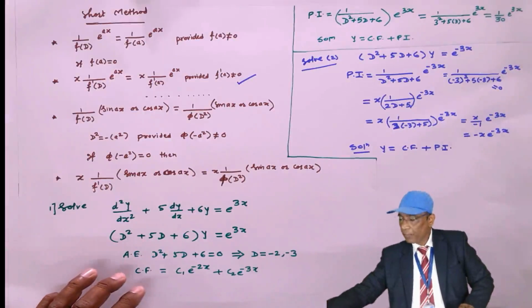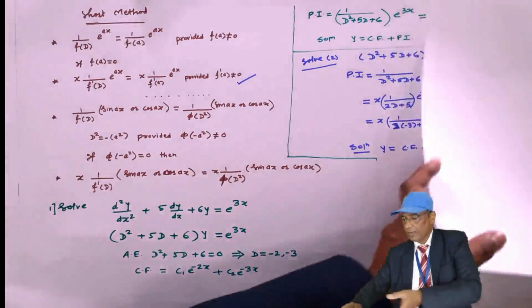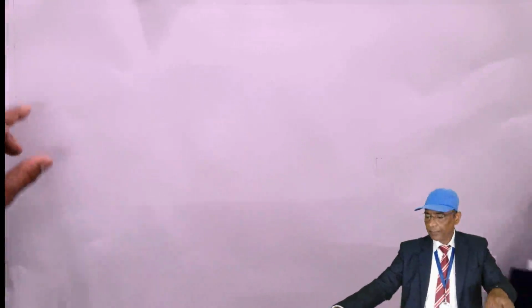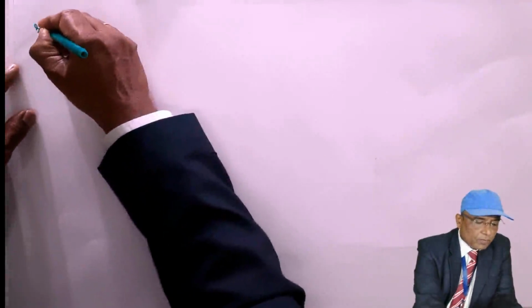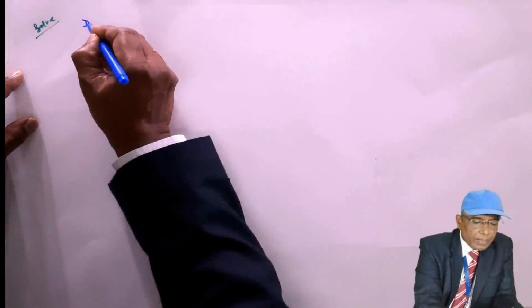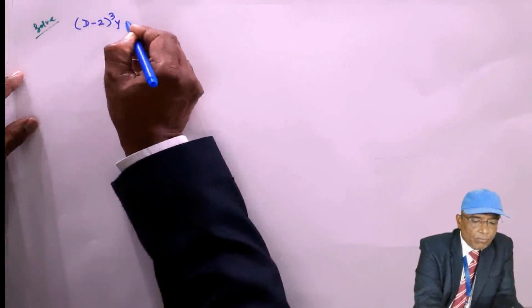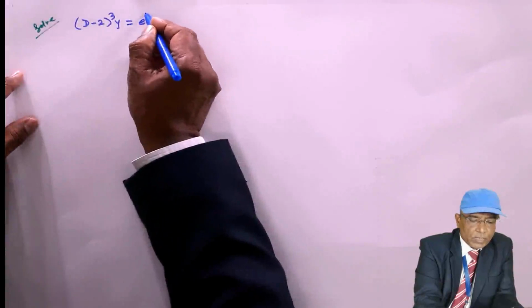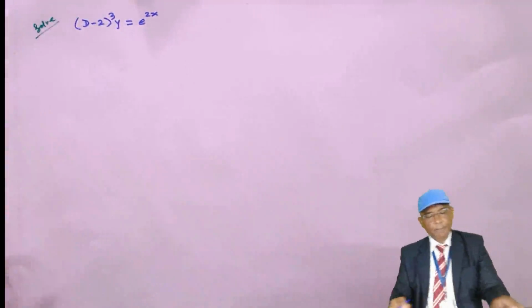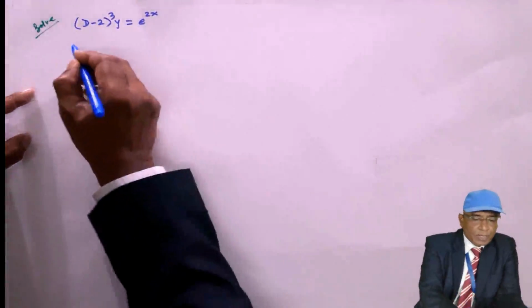Now we operated the operator on e to the power ax. Now what I am going to do, very quickly, is solve the differential equation (d minus 2) cube of y is equal to e to the power 2x. Okay, this problem we are going to solve.